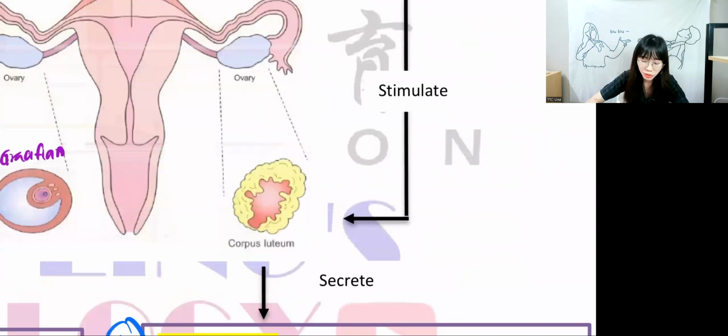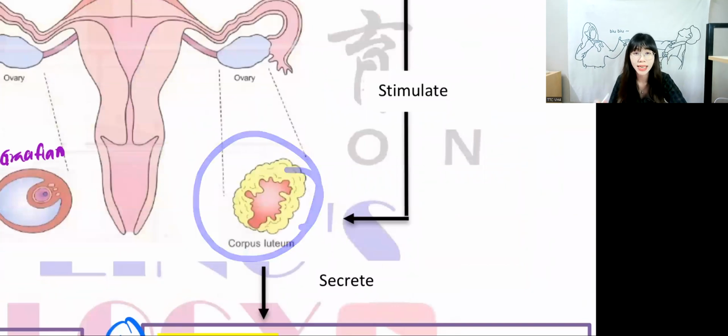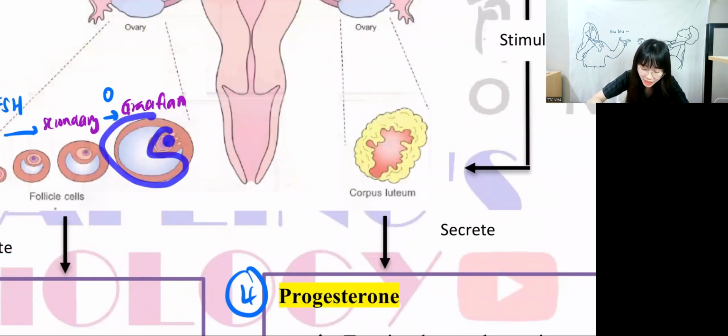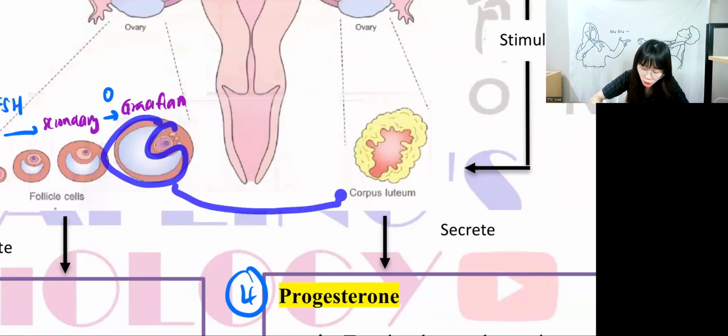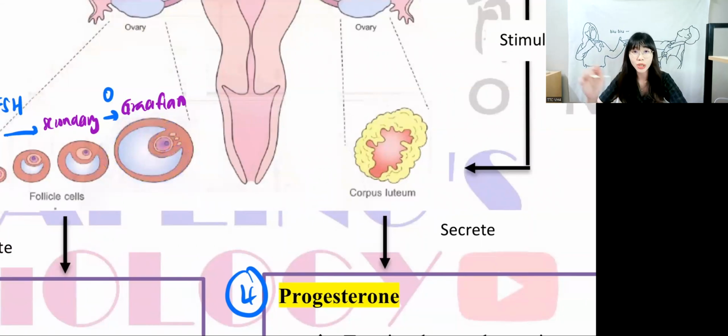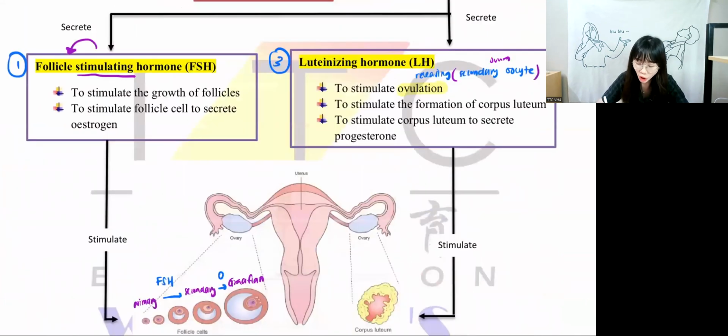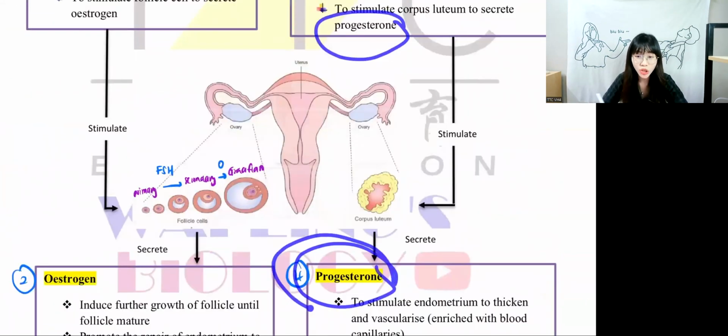Okay, now what is a corpus luteum? The one that looks like a flower over here is a corpus luteum. How does the corpus luteum form? Because this is the follicle, right? Once it releases the secondary oocytes, the outer layer, which is the follicle, forms into a corpus luteum. What is the function of corpus luteum? Corpus luteum will secrete progesterone, okay?